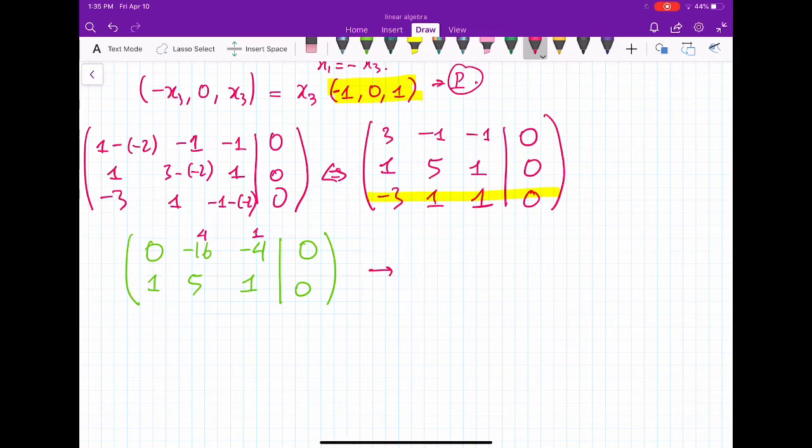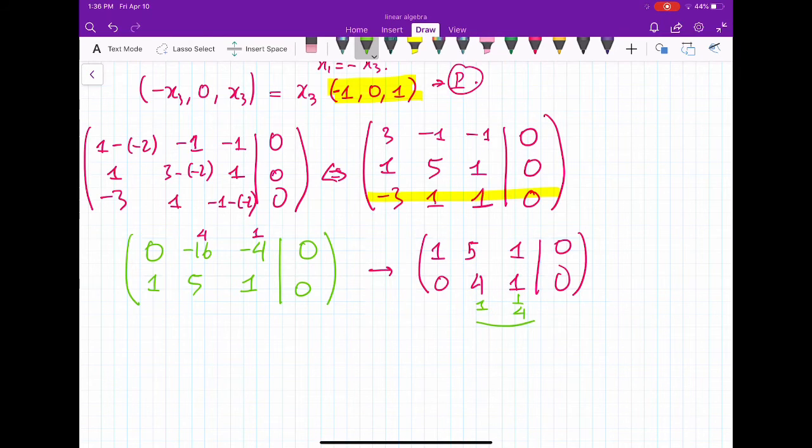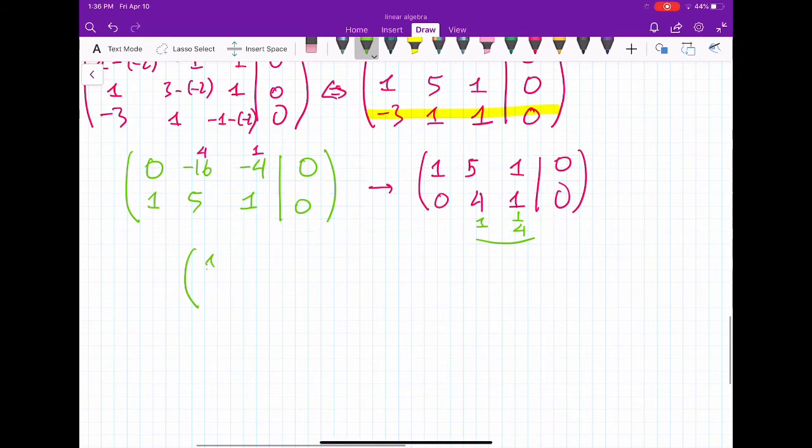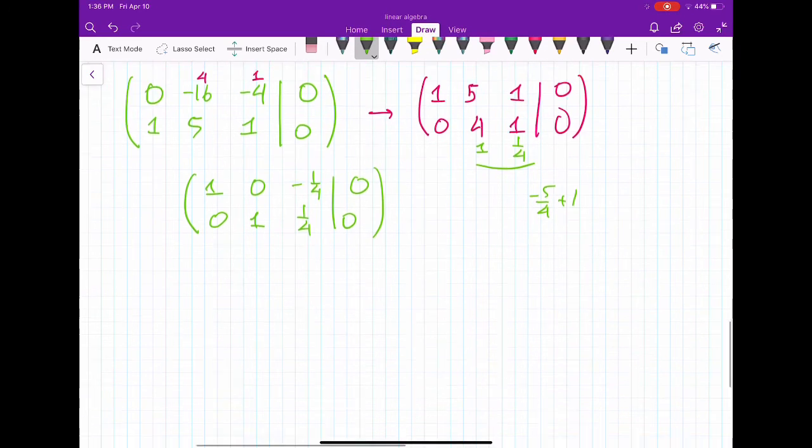I can make this just 4 and 1, okay? So I can rewrite like 1, 5, 1 in here, 0, 0, 4, and 1, 0. And you can divide the whole side by 4 again, right? And make this just 1. And here's 1/4. And then I multiply the second row by -5, add to the first. I get 1, 0, 0, 1, 1/4 right here, and here's 0. And -5/4 plus 1 is -1/4. Here is 0.